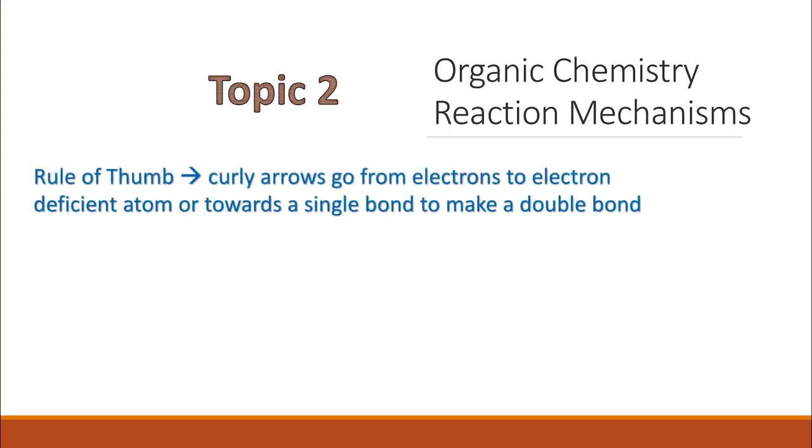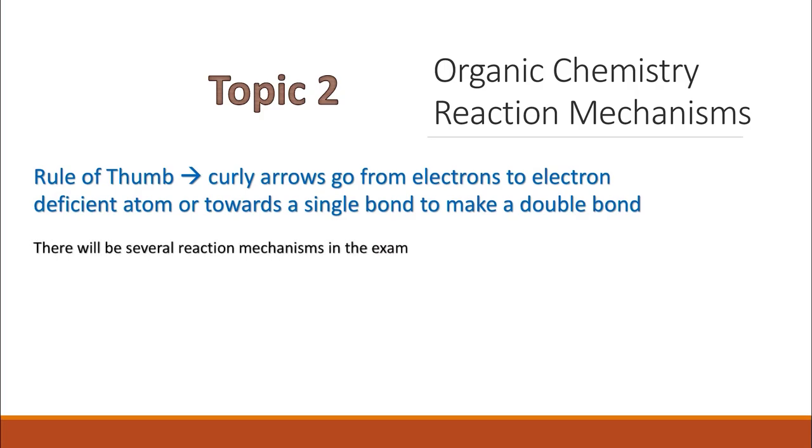Reaction mechanisms. So rule of thumb, remember that curly arrows go from electrons to an electron deficient atom, or towards a single bond to make a double bond. This is how your curly arrow direction will go. Don't ever get mistaken and think that curly arrows show the movement of atoms. They show the movement of electrons.